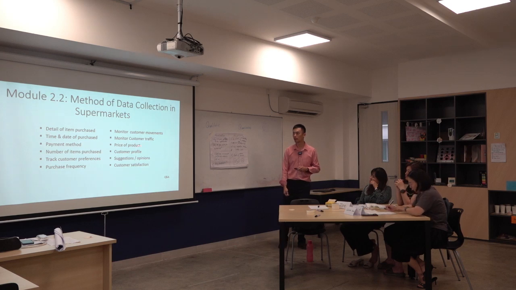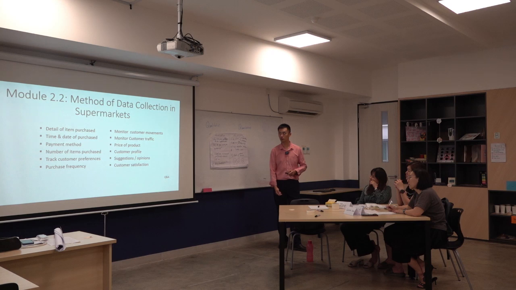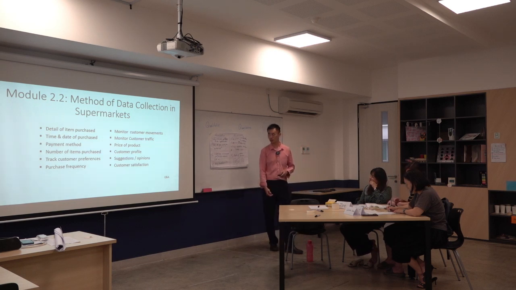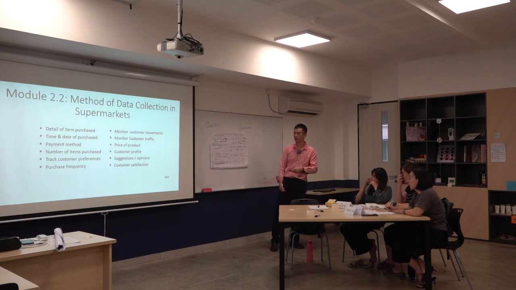Price of the product. How do they know the price of the product? Based on the stock system or POS, you can use the POS. Customer profile, the membership program, loyalty program, and suggestions, opinions, customer satisfaction questionnaire, and social media. Correct.